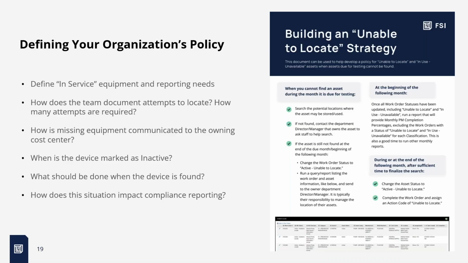How are you doing that now? How many attempts are required? Is that something that's in your policy? And we'll talk about strategies around that. I'm sure there's a wide variety of answers of how people look for those things. How do you communicate that missing equipment to whoever owns it? Usually the cost center or the department that owns it. Do they know that it's missing? Do they know where it's at? Can they help you find it? Everyone probably says, yep, they help me all the time locate where it is. So, no.